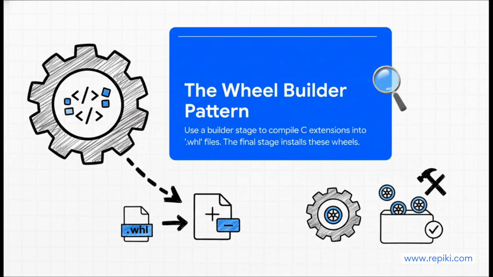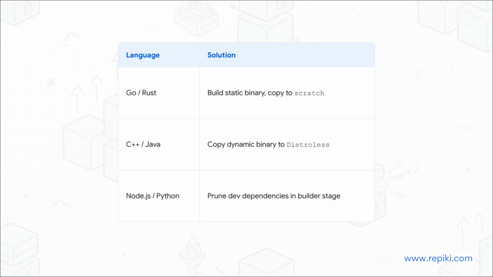Same logic. You do all the heavy C compiling in a big builder stage, which creates these pre-compiled packages called WHL files, or wheels. Then, your final, lightweight stage doesn't need the compiler at all. It just installs these ready-to-go wheels. Simple and clean.